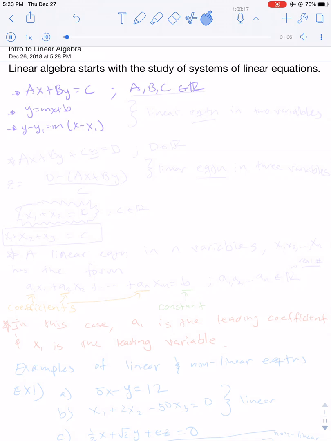Now, this equation is called a linear equation in two variables. As you can see, the only variables we're working with, x and y, are the ones that are not constants. This is in two-dimensional space. But in 3 dimensions, we have ax plus by plus cz equals d, where again a, b, c are real numbers, and so is d.